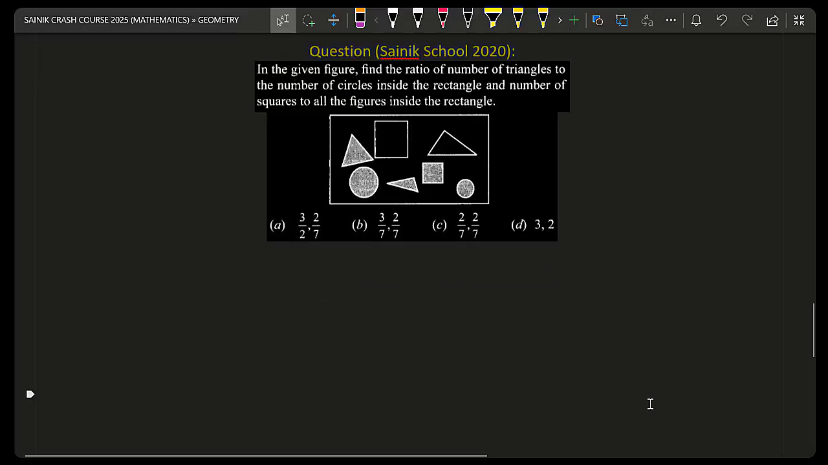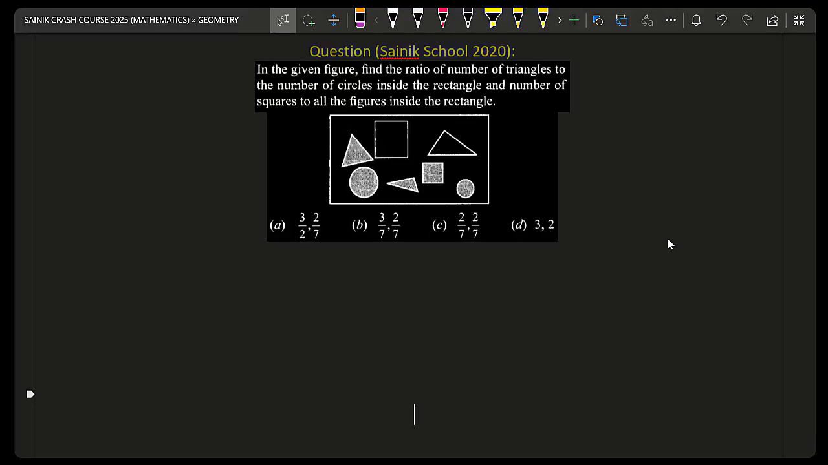In the given figure, find the ratio of the number of triangles to the number of circles inside the rectangle, and the number of squares to all the figures inside the rectangle. Who will answer this? Manaswini, read the question again. In the given figure, find the ratio of the number of triangles to the number of circles inside the rectangle, and the number of squares to all of the figures inside the rectangle.